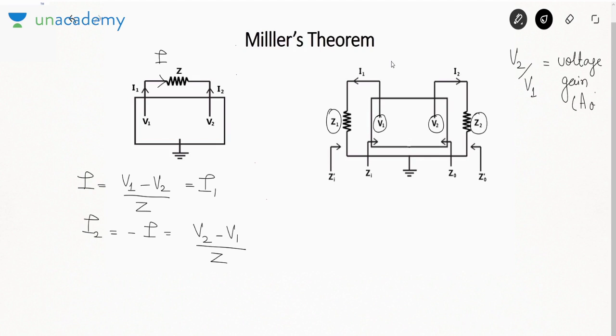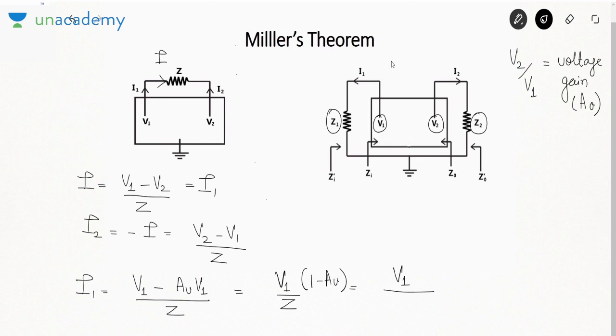Let me call it as AV. This is the voltage gain. So what I can say is I1 is (V1 minus AV into V1) by Z, which means V1 times (1 minus AV) over Z, or you can say V1 by Z1, which means the impedance when referred to the input port will become Z over 1 minus AV, where AV is the voltage gain.